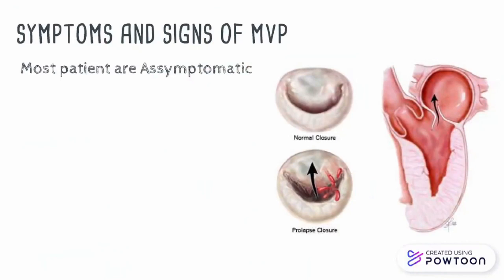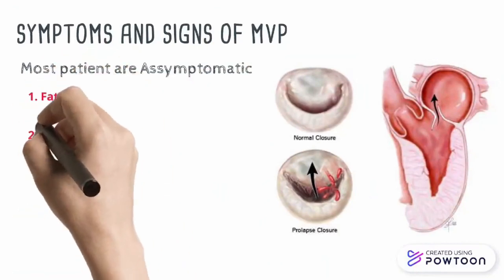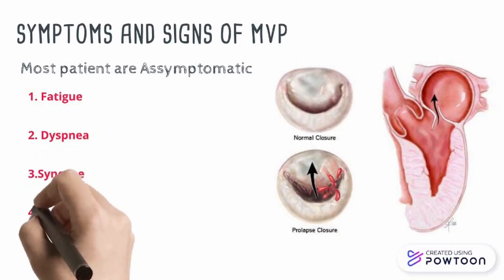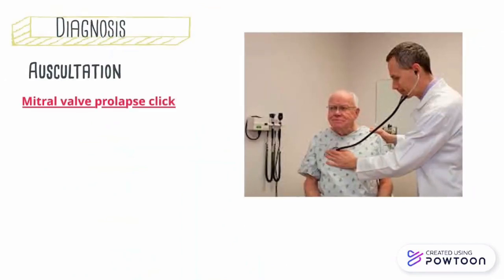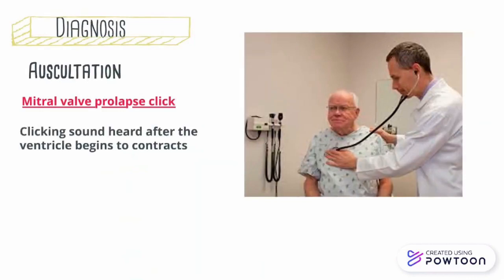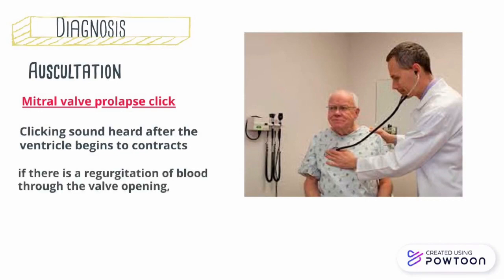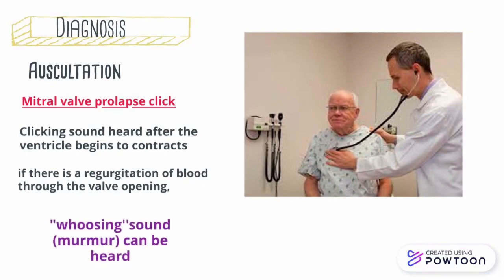However, those who do have symptoms commonly complain of fatigue, dyspnea, syncope, palpitations, and chest pain, but chest pain is rare. One of the diagnostic methods is auscultation, and the finding is the mitral valve prolapse click. Using a stethoscope, a clicking sound is heard soon after the ventricle begins to contract. This clicking reflects tightening of the abnormal valve leaflets against the fragile walls of the left ventricle. If there is associated leakage, regurgitation of blood through the abnormal valve opening, a whooshing sound, a murmur, can be heard immediately following the clicking sound.